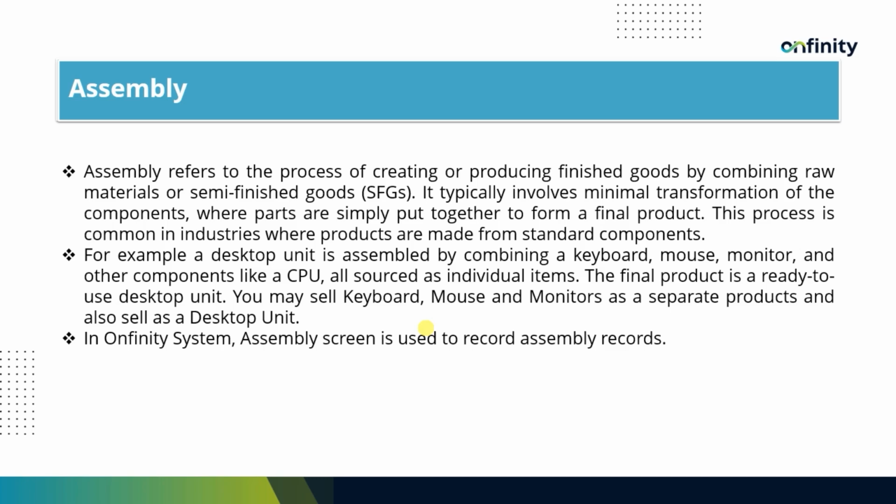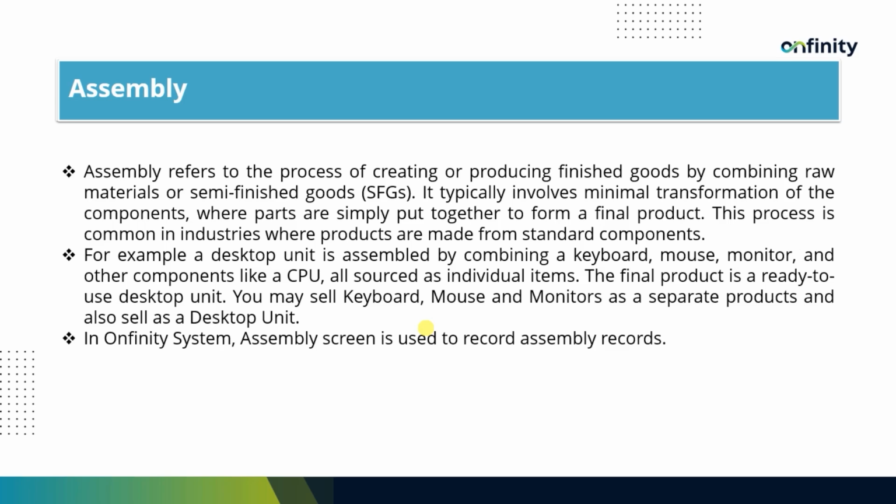Assembly refers to the process of creating or producing finished goods by combining raw materials or semi-finished goods, SFGs. This means that individual components are brought together to form a complete product that is ready for use or sale. It typically involves minimal transformation of the components, where parts are simply put together to form a final product. This process is common in industries where products are made from standard components.